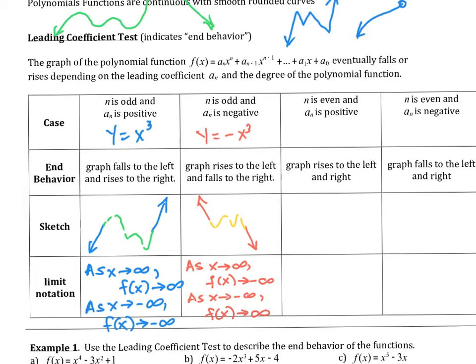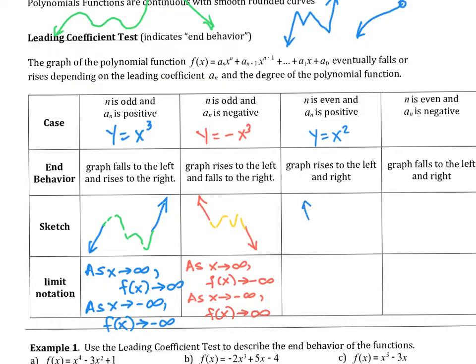Okay, the last two cases are when the degree of the polynomial function is even. So let's see. I normally try to remember a very basic case, and that helps me generalize for all the even functions. So if I think of y equals x squared, that's an even degree function. The coefficient's positive, and that's a parabola where the two sides of the graph go up on the left and the right. So that's why it says the graph rises to the left and the right, just like a parabola.